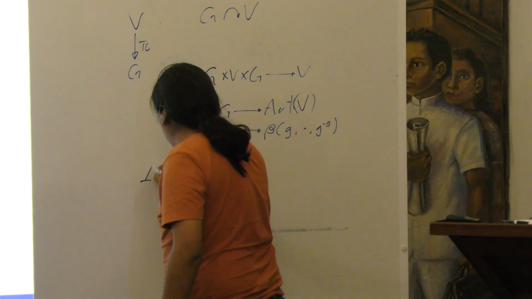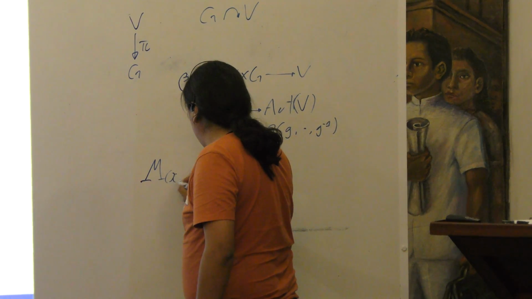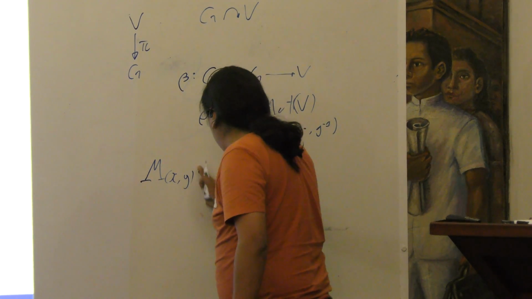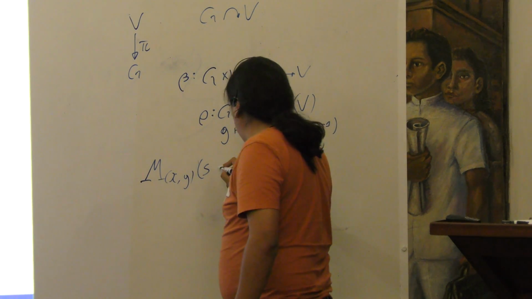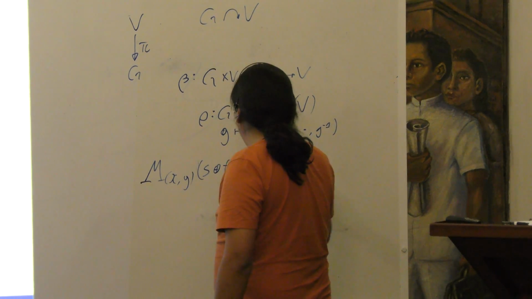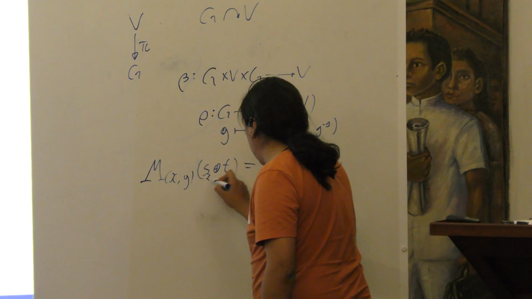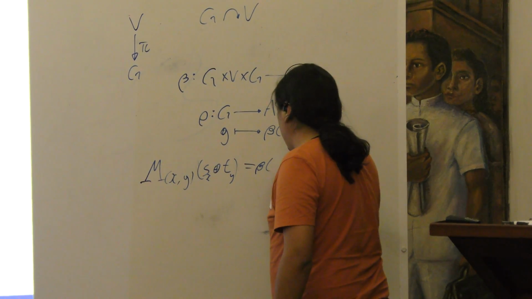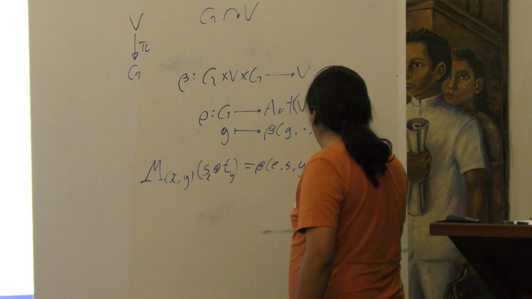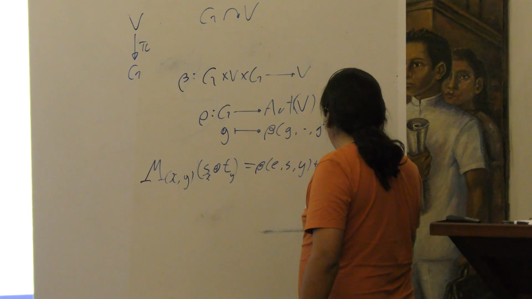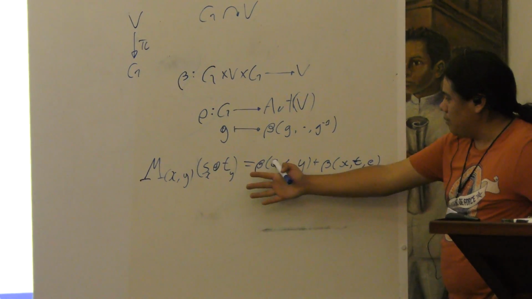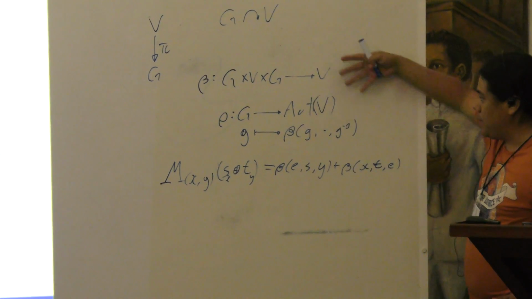And automatically you get the multiplication, let's say from x, y of s, s plus t. Okay, this is over x, this is over y. So what you get is e s y plus b x t e. So this is how you write the multiplication map from the B action.